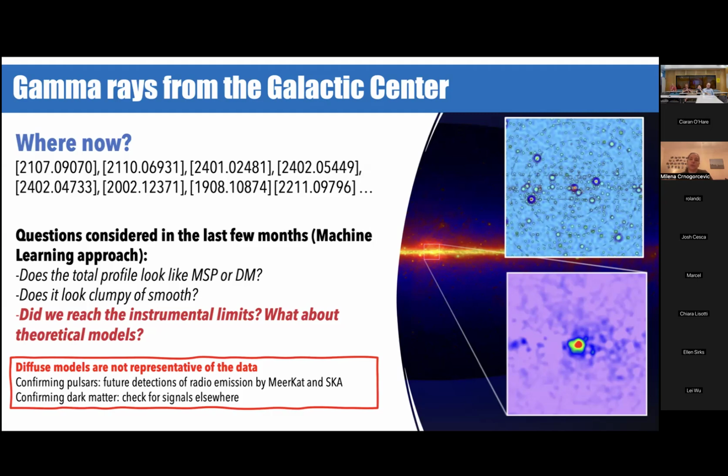Well, in order to confirm pulsars, Fermi-LAT does not have the necessary angular resolution to resolve those, but we have a number of radio instruments that are either existent or coming on board soon, and in particular, future detections of radio emission coming from pulsars in the galactic center by MeerKAT and SKA can help navigate this problem.